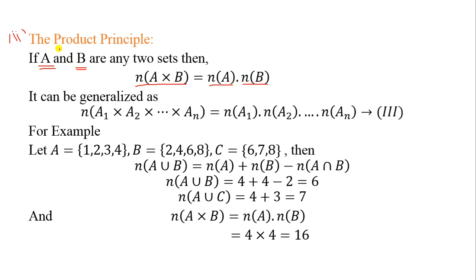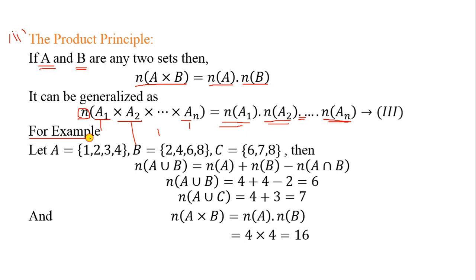This product rule may also be generalized as we generalize sum principle. So say we have n number of sets A1, A2, A3 up to An, and we want to find number of elements in the product of A1, A2 up to An. So product principle states that number of elements in the product of A1, A2, A3 up to An is simply the number of elements in A1 multiplied by number of elements in A2 multiplied by number of elements in A3 up to multiplied by number of elements in An.